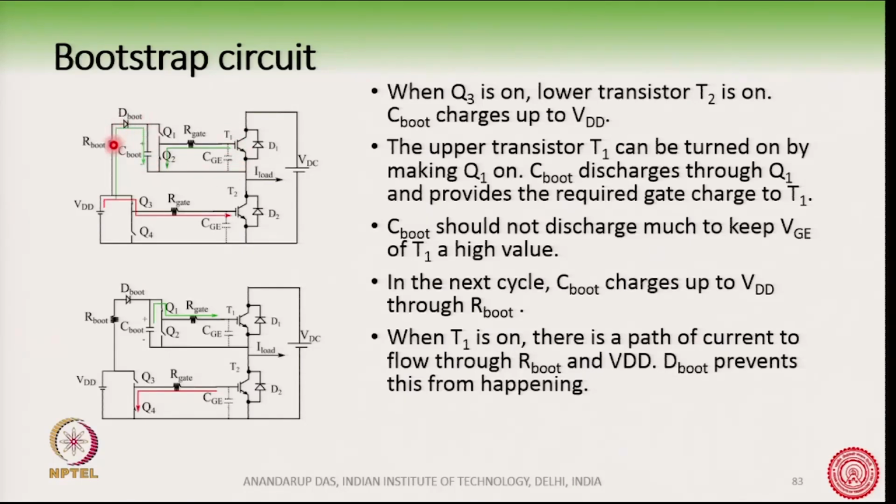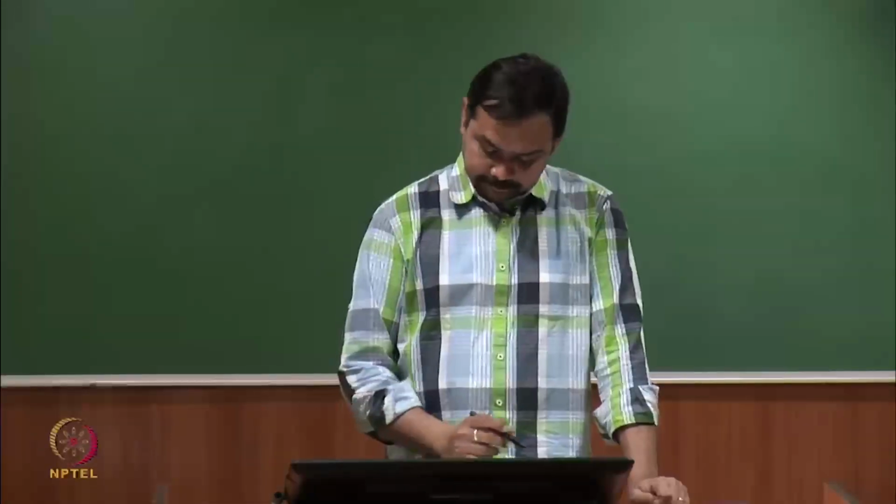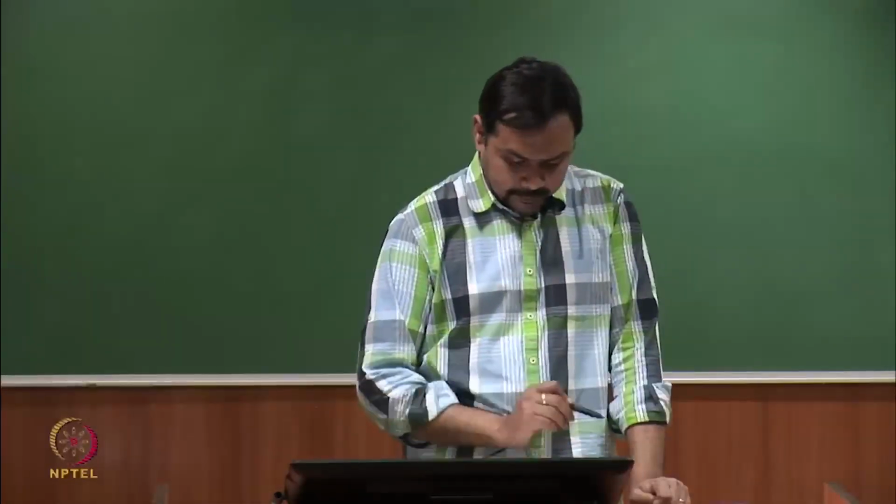Here is the path which I am showing now: VDC through this T1, C boot, R boot, VDD, like that, as soon as you turn on the T1. Therefore, the D boot is necessary, and it prevents this short circuit of the DC bus with the control power supply VDD, and it stops that from happening.